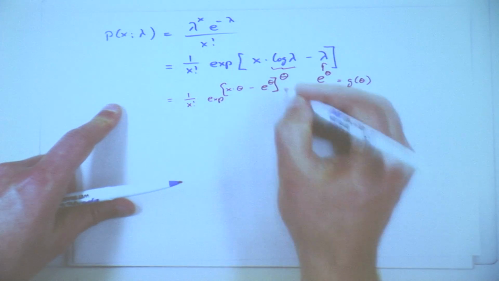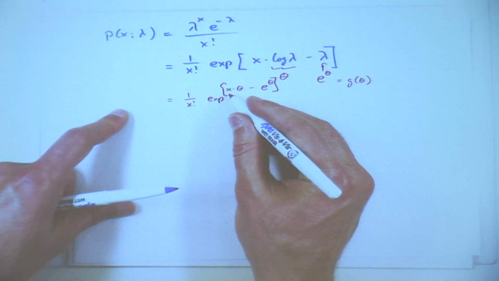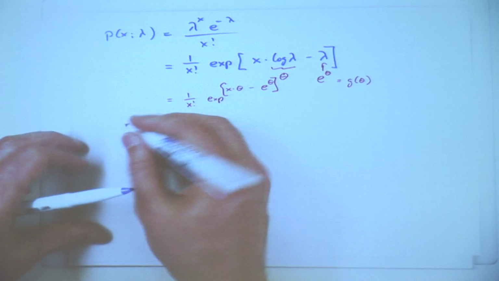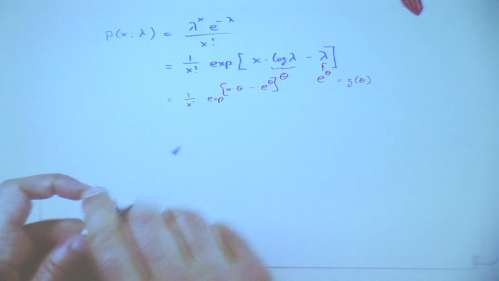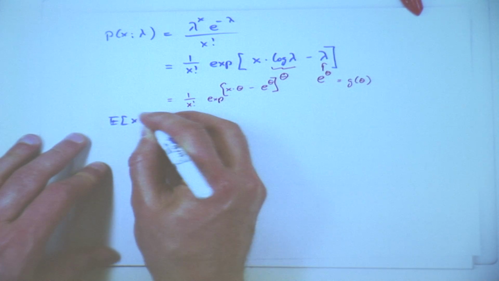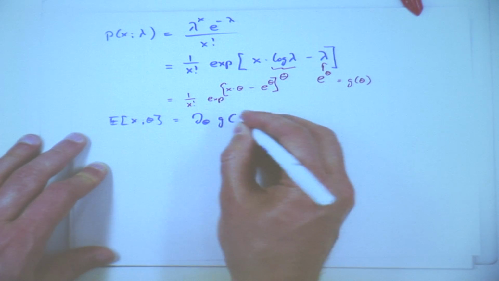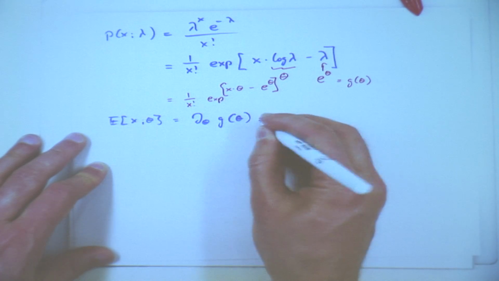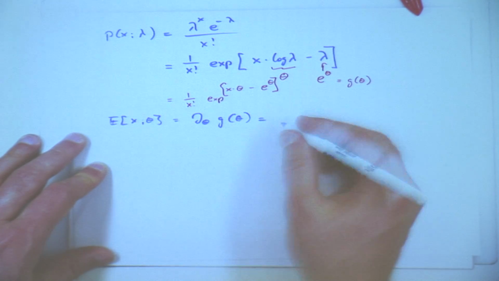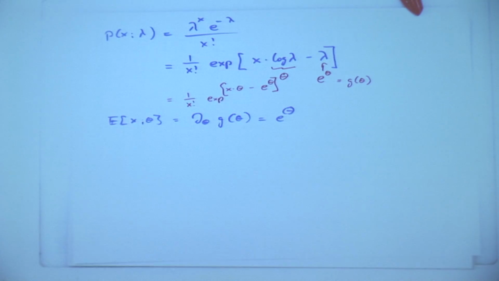In that case, it becomes really easy if I want to compute the expectation with respect to x. If I want to get the expectation of x parameterized by theta, I know that this is just the derivative with respect to theta of g of theta, which is just, well, the derivative of e to the theta is just e to the theta, right? So now I've computed the expected value for a Poisson distribution without ever really touching the Poisson distribution besides worrying about the normalization.